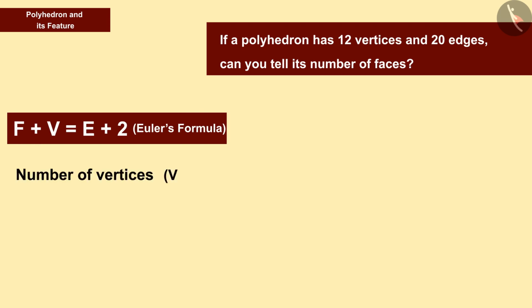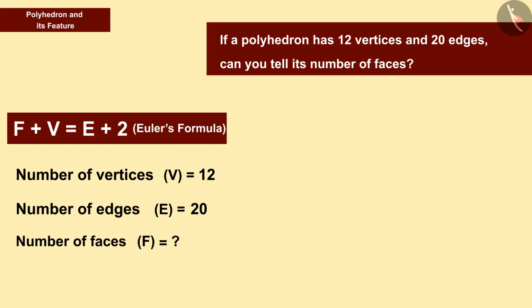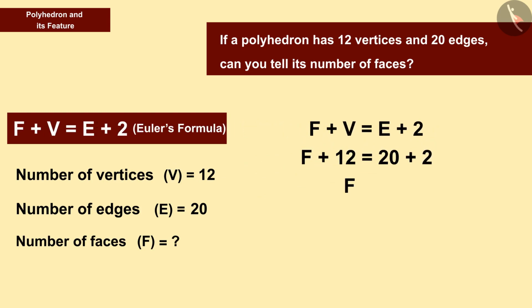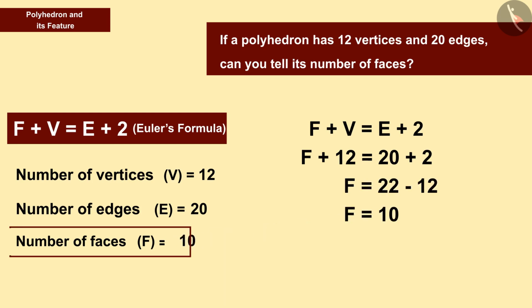Here, the number of vertices V is 12 and the number of edges E is 20, and we have to find the value of F, the number of faces. By substituting the values of V and E in Euler's formula, we get 10 as the value of F. So there are 10 faces in the polyhedron.